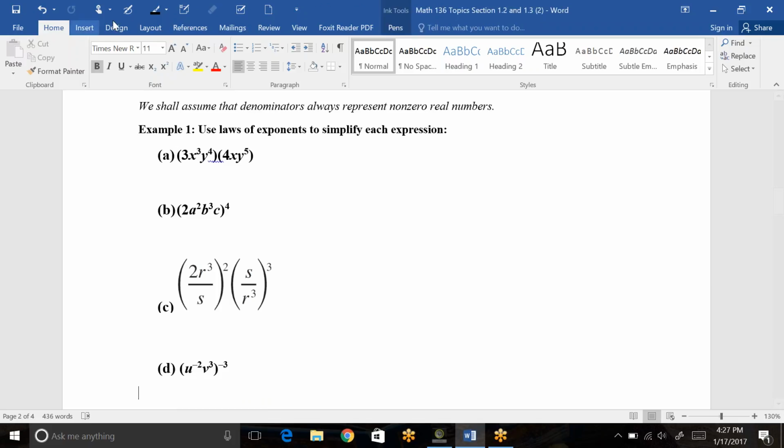So then look at this first one here. Okay, so we have this parentheses times this parentheses. As long as there's no powers outside here, you can go straight to multiplying. So since there's no exterior powers on the outside of the parentheses, we can go ahead and say, okay, 3 times 4, I'm just regrouping. And then we'll have x to the third times x, because those are both bases that are the same, and y to the fourth times y to the fifth.